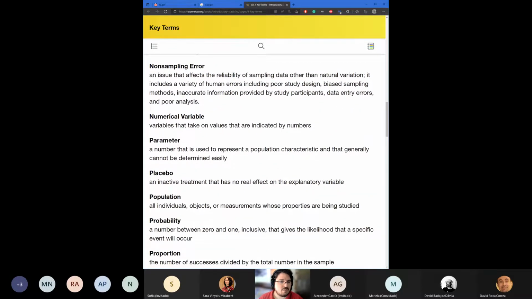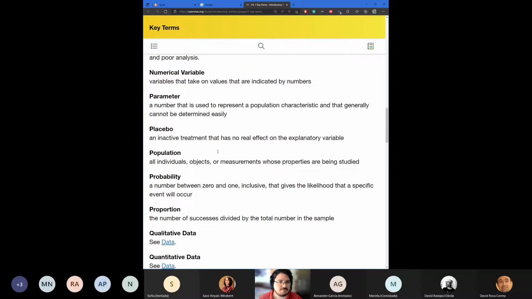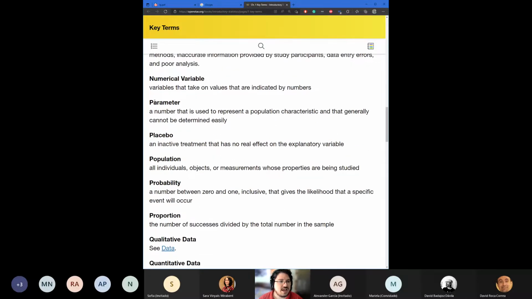Now, numerical variables take values that are indicated by numbers. Yep, that makes sense. Parameter, I think I already mentioned this idea. Now, a parameter is a number that is used to represent a population characteristic. Okay, generally it cannot be determined easily.